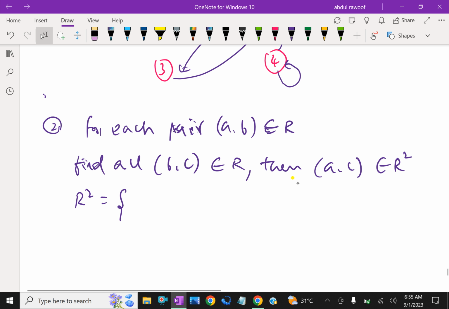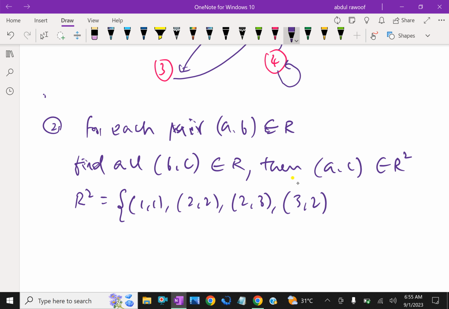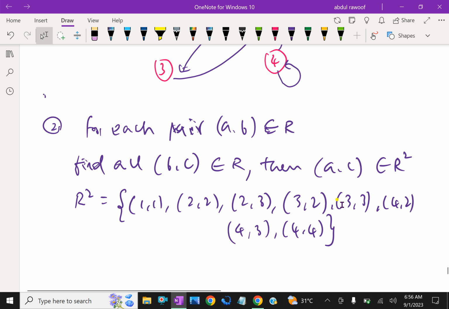is equal to {(1,1), (2,2), (2,3), (3,2), (3,3), (4,2), (4,2), (4,3), (4,4)}. That is 8 elements.